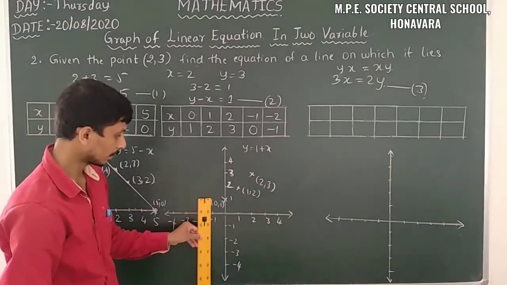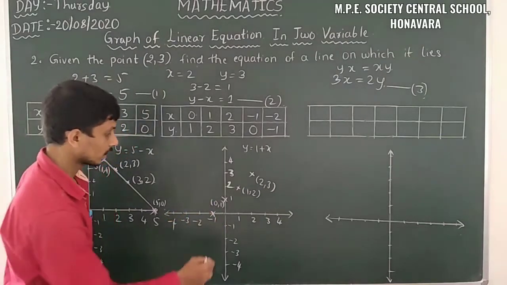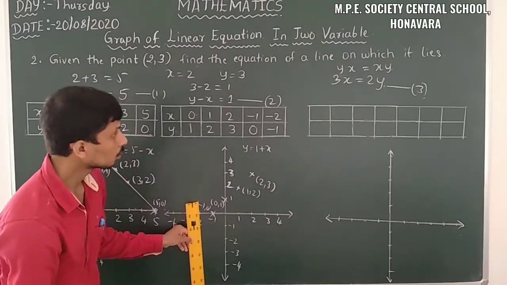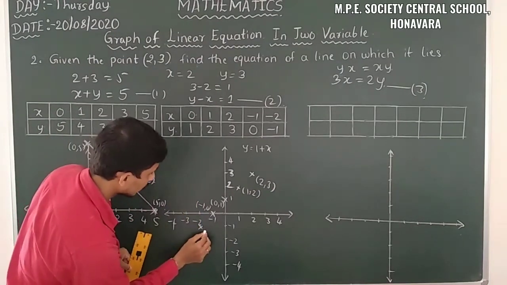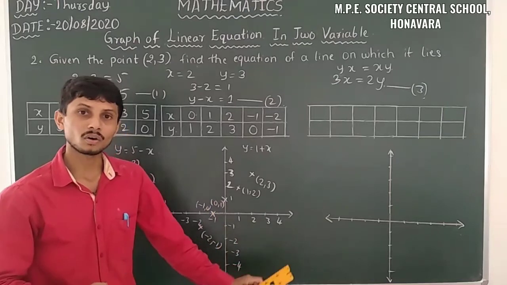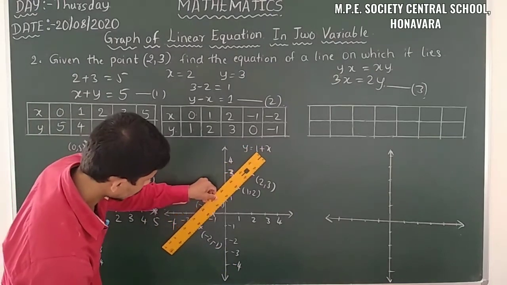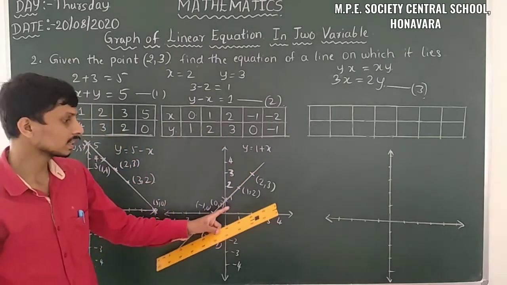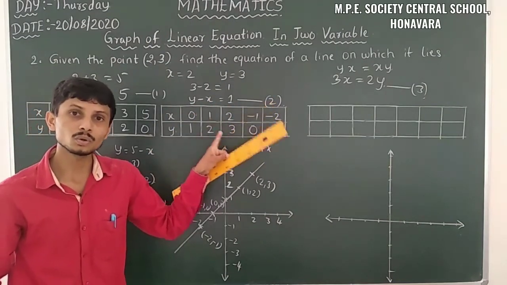Then minus 1, 0. Here minus 1 is there and 0. And here we have to take the coordinate, that is minus 1, 0. Then minus 2, minus 1. Here I have the coordinate, it is minus 2, minus 1. After that we have to take all the coordinates. After that we have to join all the points. As all the points are there, we have to join all the points. So this is the graphical representation of this linear equation in two variables.